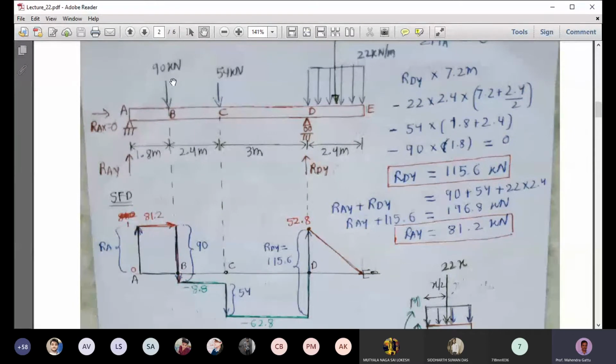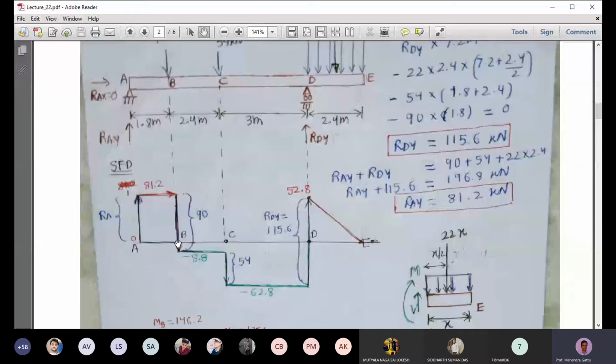And then at B there is a 90 kilonewton load acting downward. As a result, the shear force will drop down from 81.2 by 90 units. It will go from a positive value to a negative value, and we get a value of minus 8.8. So 81.2 minus 90 is minus 8.8. Again, from B to C, there is no distributed load, so Q is 0, and as a result, the slope of the shear force is 0 and there is no change in the shear force. So from B to C, it will be a constant value of minus 8.8.